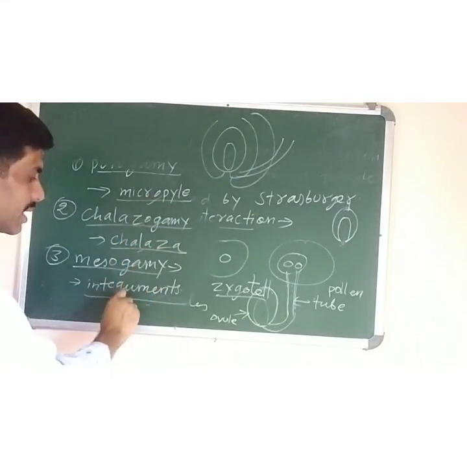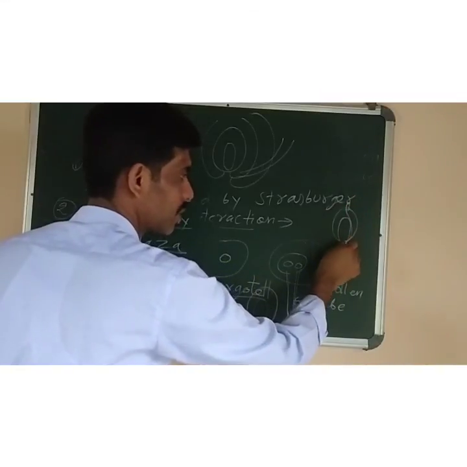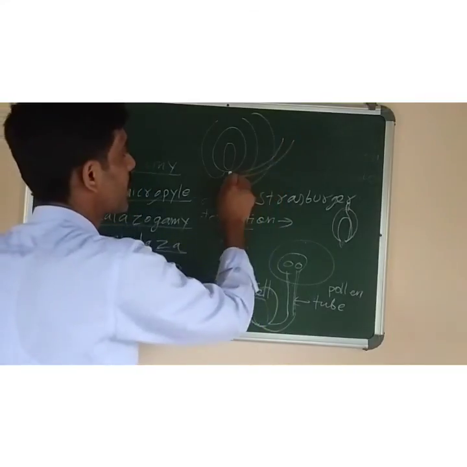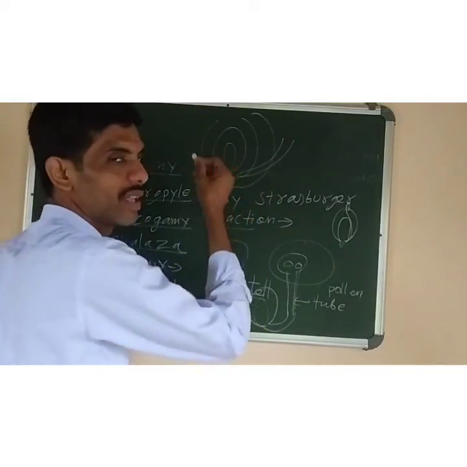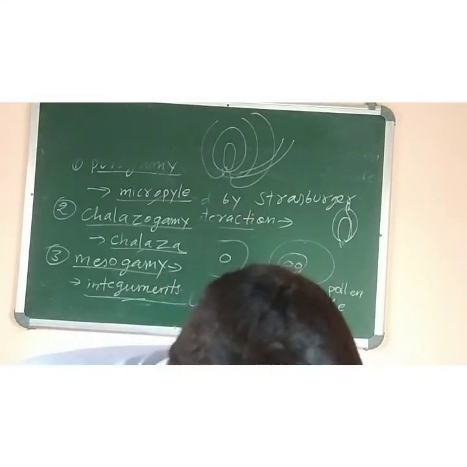Whether they go from chalaza or integument, no problem. Like coming from chalaza end, but ultimately it will come and enter through the micropyle only. Finally from this only. Although it is coming from here, the entry should be from micropyle only. Understood?